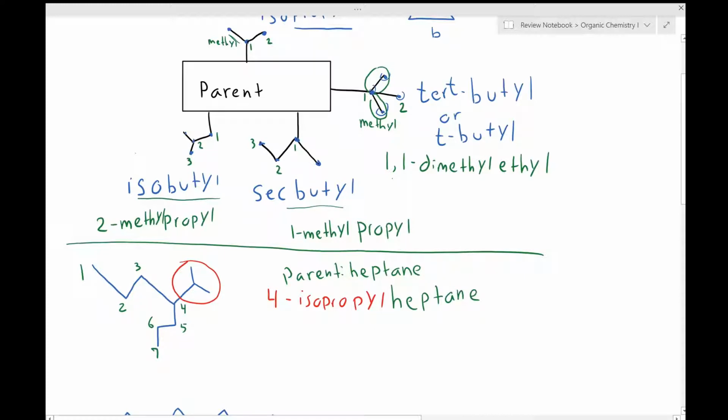If you didn't know that, or the professor's asking us to name it another way, you have to number these carbons. 1, 2, and we see that branching off our 4 is off the 1. It's a methyl. Then you have your ethyl, and still heptane.